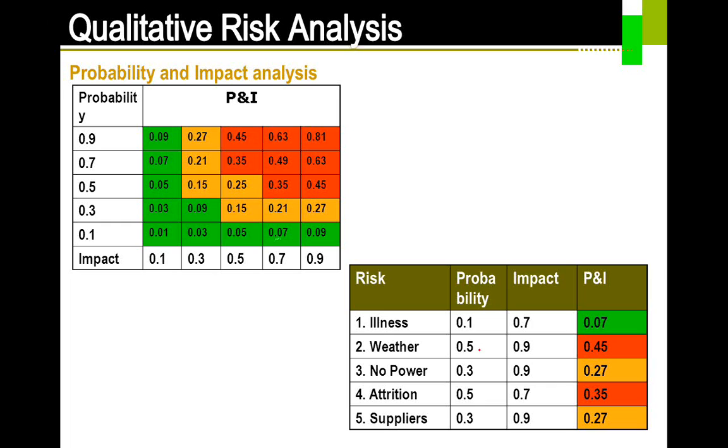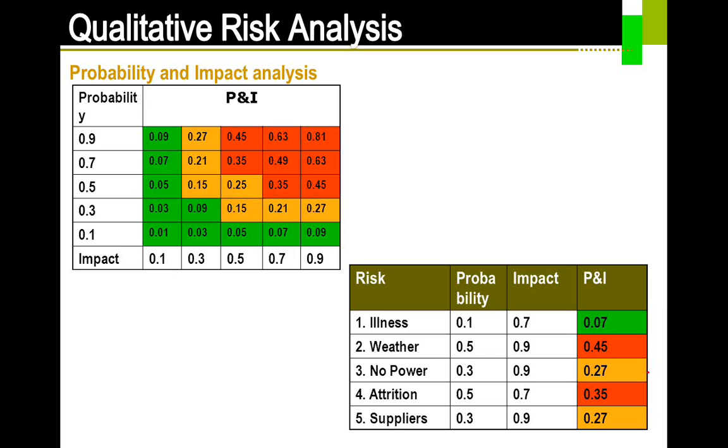Versus that, I will take attrition instead of weather. I would say that there is a probability of my team members leaving in the next 3 months of 0.5, which means it's 50-50 chances. The impact is the same as illness: if my team member is not with me in the project, there is an impact on the budget, cost, schedule, or quality. So the impact is 0.7. Now just multiply, and you get 0.35.